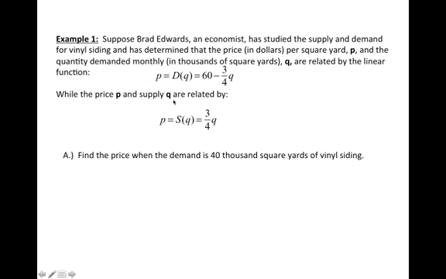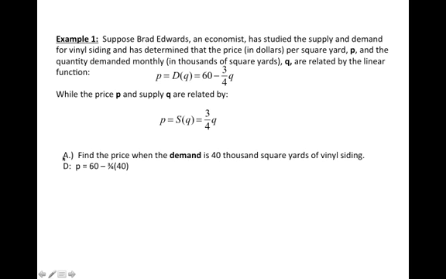While the price and the quantity supplied Q are related by the supply function, P equals 3/4 Q. So, find the price when the demand is 40,000 square yards of vinyl siding. We're given a quantity and we're asked for the price. So the question is, which function do I use? Well, it tells us we're talking demand, so we're going to use our D function.